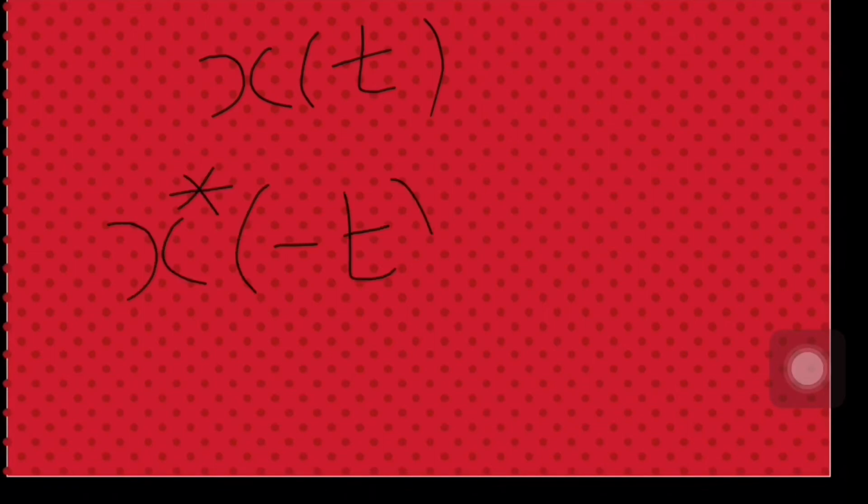Before starting the solution, let me ask you something. Do you know what a conjugate symmetric function is? Any guess? Suppose we have a function x of t, then it is said to be a conjugate symmetric function if it satisfies the condition x conjugate of minus t is equal to x of t.